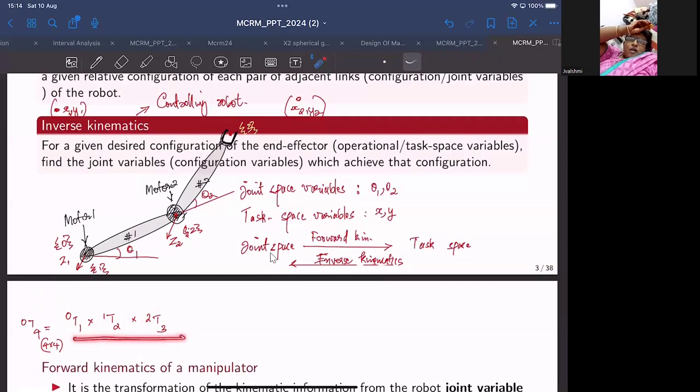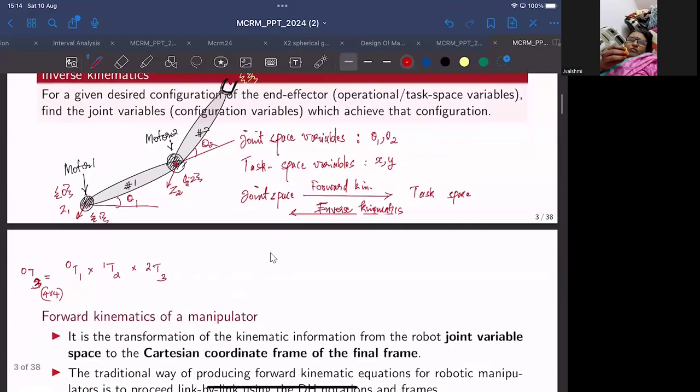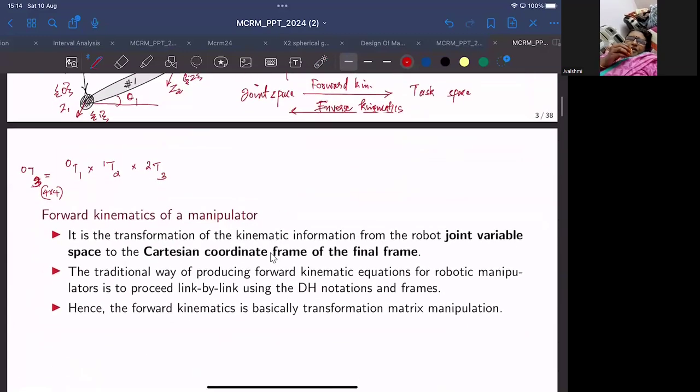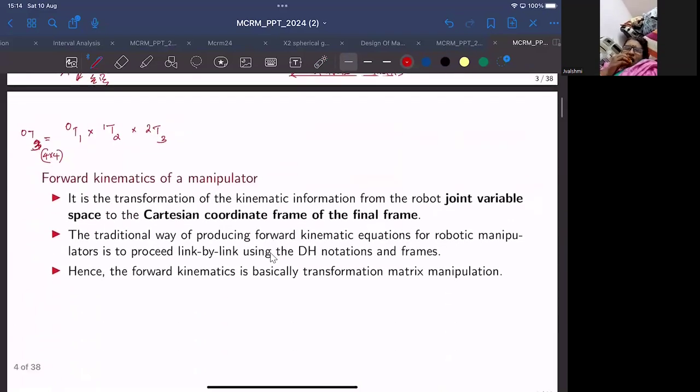And if you multiply these sequentially, you will get the mapping from the 0th frame all the way to the final end effector frame. This should be 3. Yes. So that is how you derive the forward kinematics equation for any robotic manipulator. And what is the third point? Hence, the forward kinematics is basically the transformation matrix multiplication. So if you multiply throughout like this, all the way from the 0th frame to the 3rd frame, you will get the forward kinematics equation of a specific robotic manipulator.